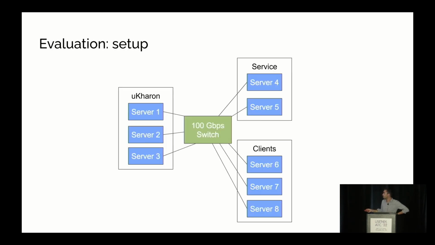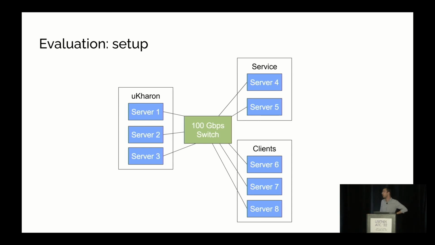Our setup is comprised of 8 nodes. They are all linked together via a 100 gigabps switch. We have 3 nodes that we are using to replicate uKharon, 2 nodes that we use for the service that we're going to benchmark uKharon through, and then we have 3 clients that we use to put load on the system.